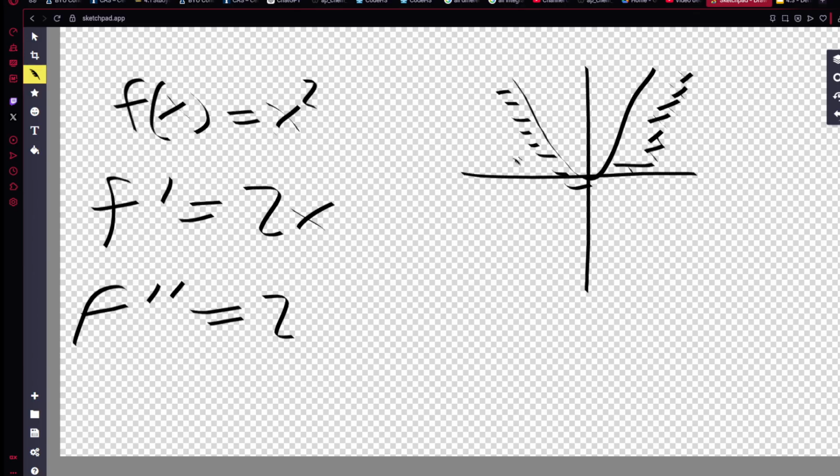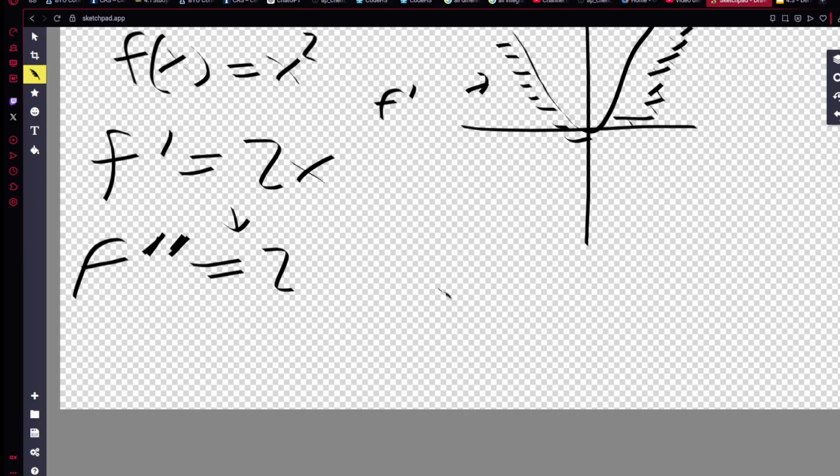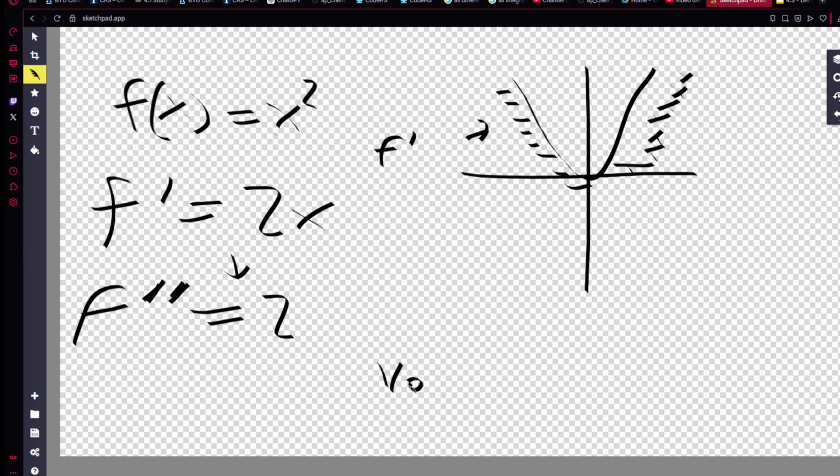But we notice here that f prime goes from negative to positive. How does it do so? Well, we know that f double prime is basically how f prime is changing. So that means it has to be positive at some points to turn this negative into a positive. In the same way in physics, if we have v0 plus at, which is the first kinematic equation, I believe.